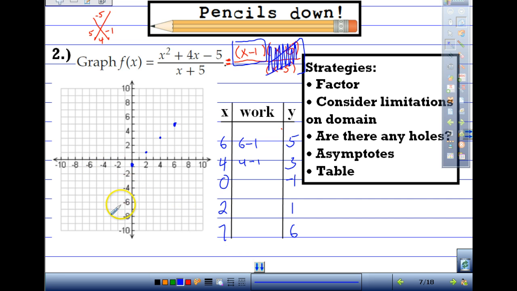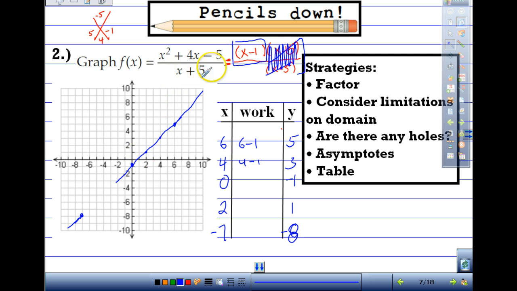Oh, I should pick some negatives, huh? I meant to pick some negatives. It's okay. That was -7. This would be -8. Okay. And seemingly it looks like we just get a nice graph, like we always would, right?